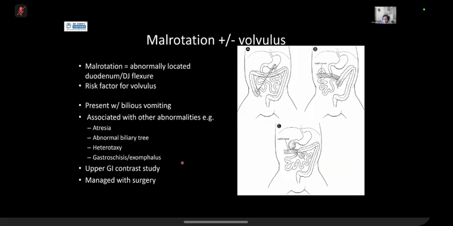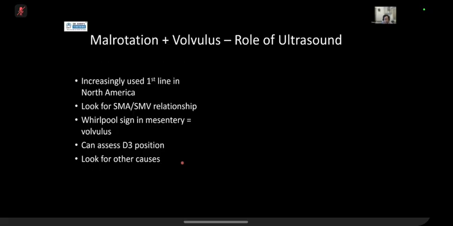If it is a malrotated patient, even if you don't demonstrate volvulus, you want to let the surgeons know that this child has a malrotation. The surgeons will then either watch and wait or take them to surgery to explore and divide any Ladd bands or the mesentery, and then reposition the bowel.